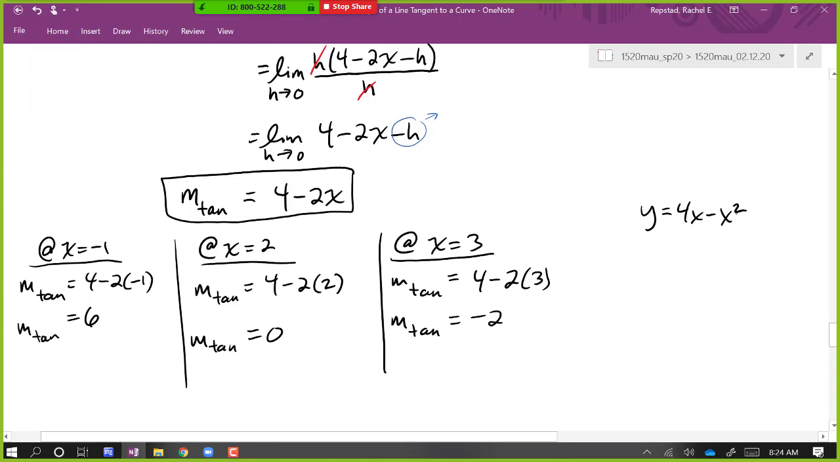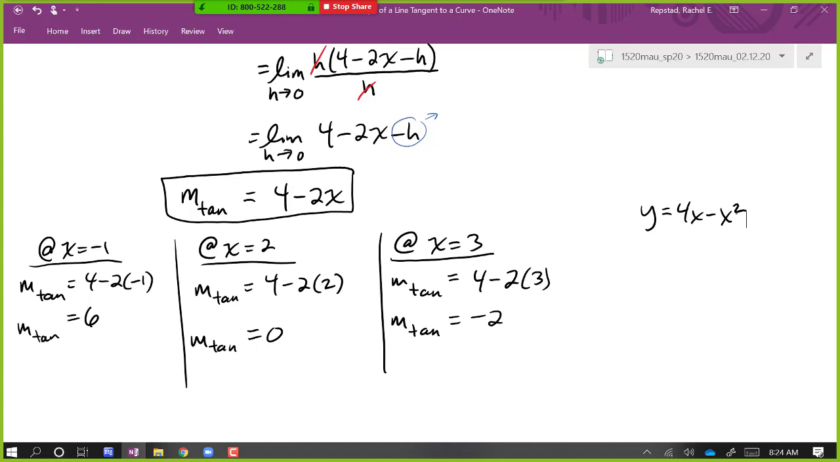-1. And -1, and what tells you that? Positive slope. Positive slope. Where is it decreasing? At 3. At 3, right? Because we have a negative slope. What's going on when x is 2? Say that again?